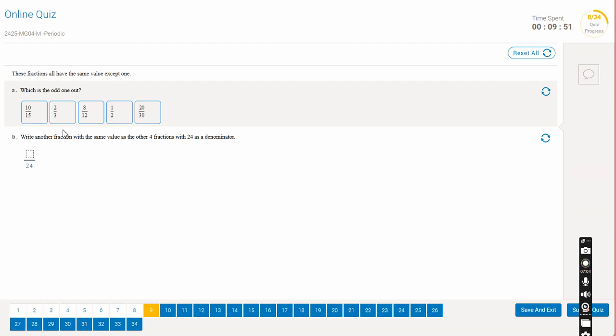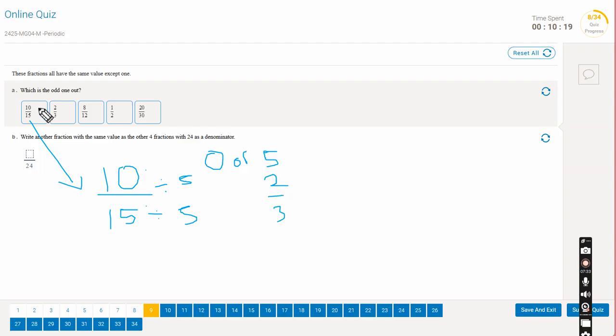Which is the odd one out? So now let's simplify them, right? So 10 over 15. Remember the divisibility rule of 5. I tell the students I tutor that whenever you remember the divisibility rules, they'll help you a lot in simplifying. Whenever there is a number that ends in 0 or 5, in the numerator and denominator, you can directly divide by 5. So you'll divide by 5 here, divide by 5 here, which is 2 over 3. Okay, we got 2 over 3 here.